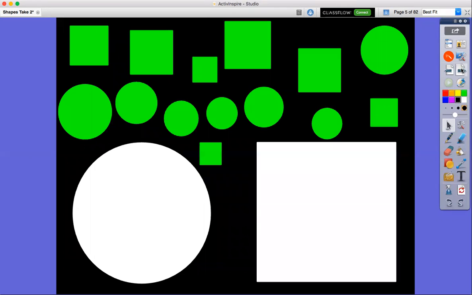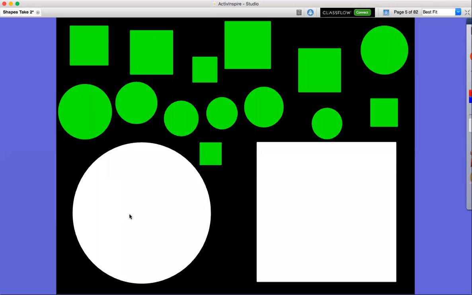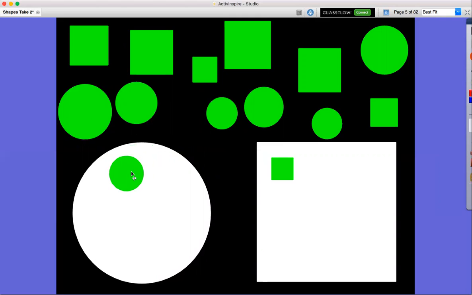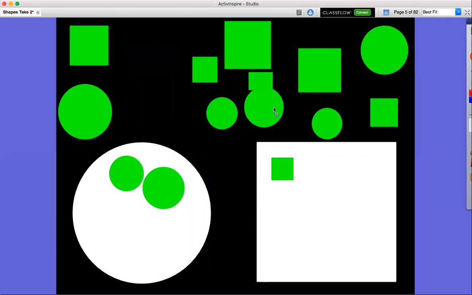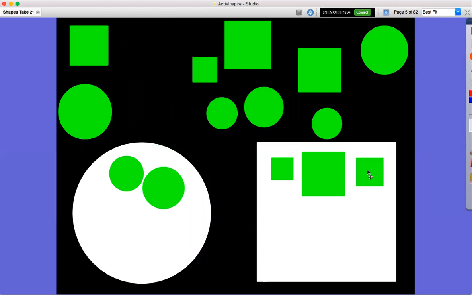All right, let's match some squares. We're going to put the squares right here, and these are circles. So we'll put circles over here. Is this a square? Yes, that's a square. What about this one? No, that's a circle. Is this a square? No. Is this a square? Yes, this is a square. Is this a square? Yes, that's a square.